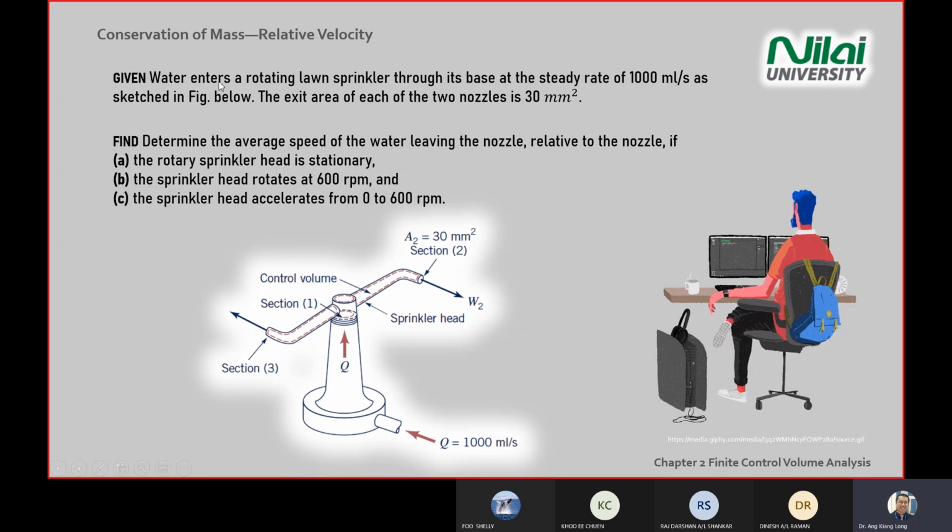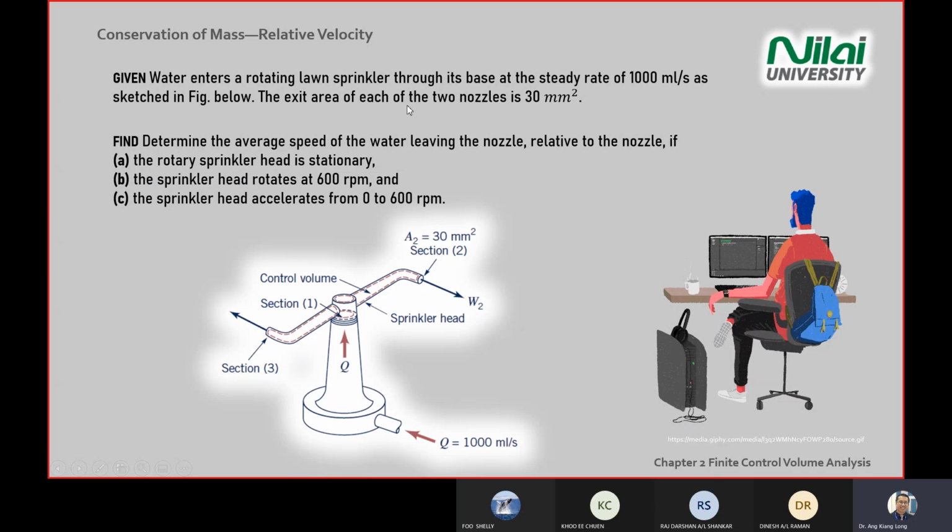So the question gives you a rotating sprinkler. The base is steady. Through the base, you have a steady flow rate of 1000 ml per second. In this case, it is ml. So you have 1000 ml per second at the base here. You see the word steady here, so it helps you to solve your equation.